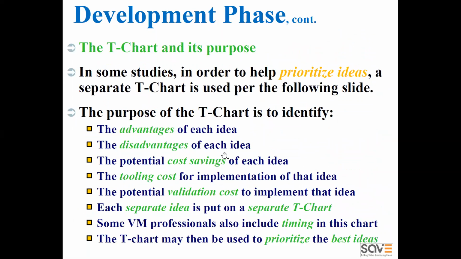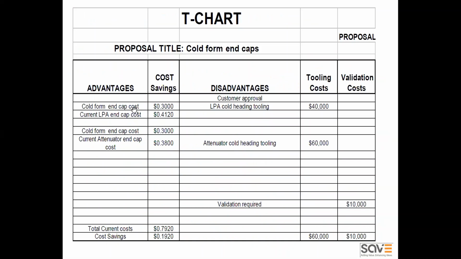You're asking about the T chart. So we have the T chart. This is a T chart, where it will include the advantages of whatever proposals we are proposing, what the cost involved is, and what the cost savings are. This is an example of a cold form cap, and what the disadvantages will be, what the tooling cost will be, and what the validation cost will be.